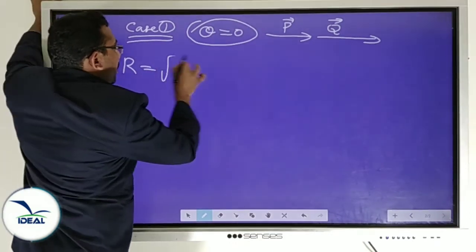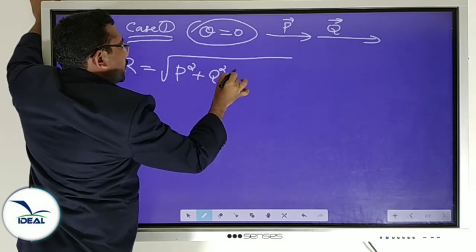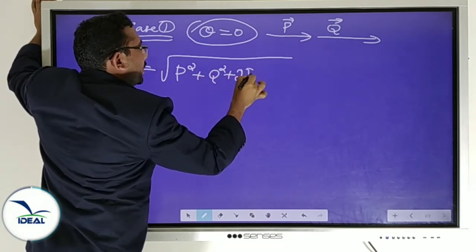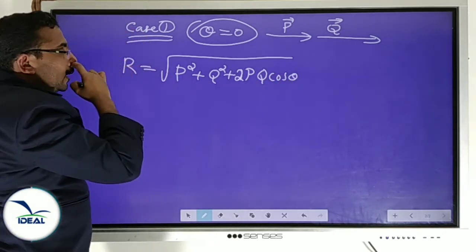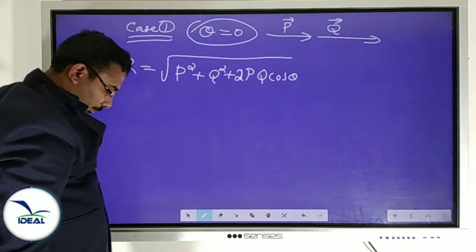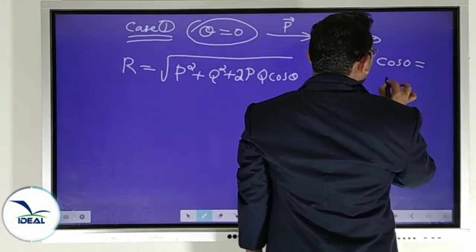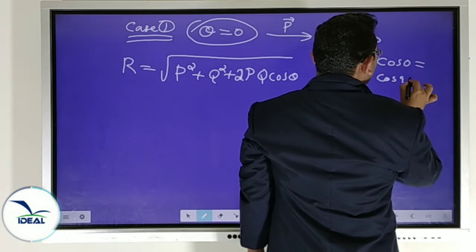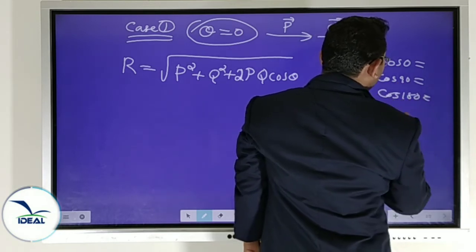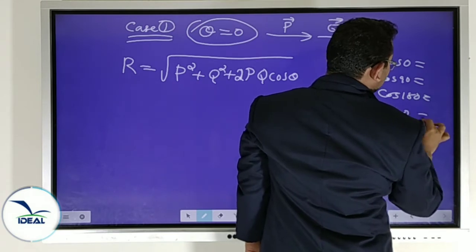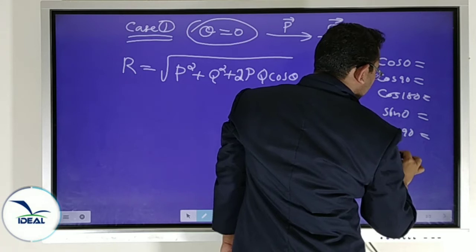Magnitude of resultant R equal to root of P square plus Q square plus 2PQ cos theta. Just put the value of theta in this equation. You know what is cos 0? What is cos 90? What is cos 180? What is sin 0? What is sin 90? What is sin 180?